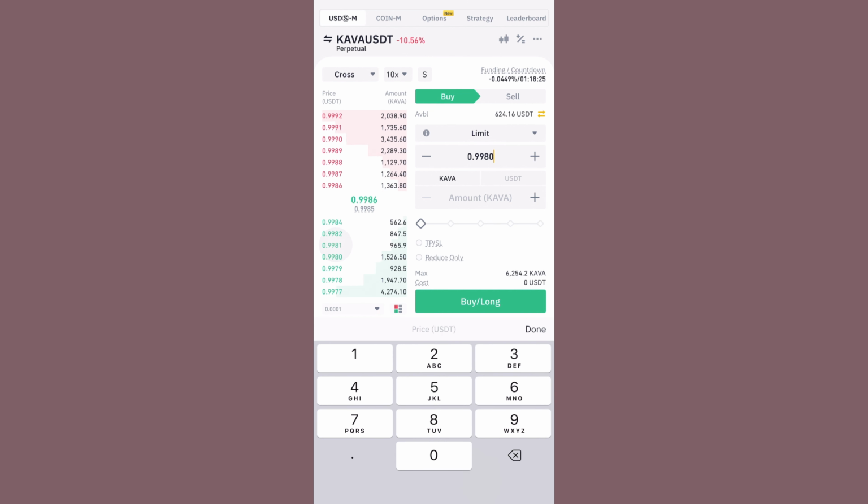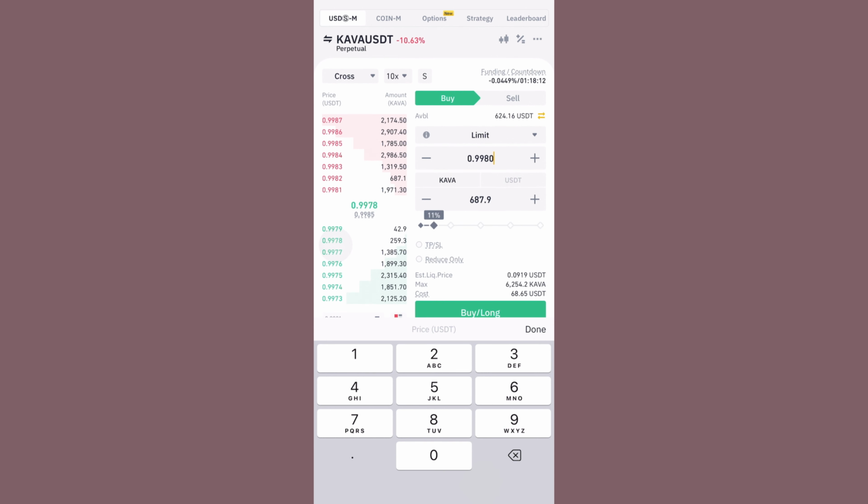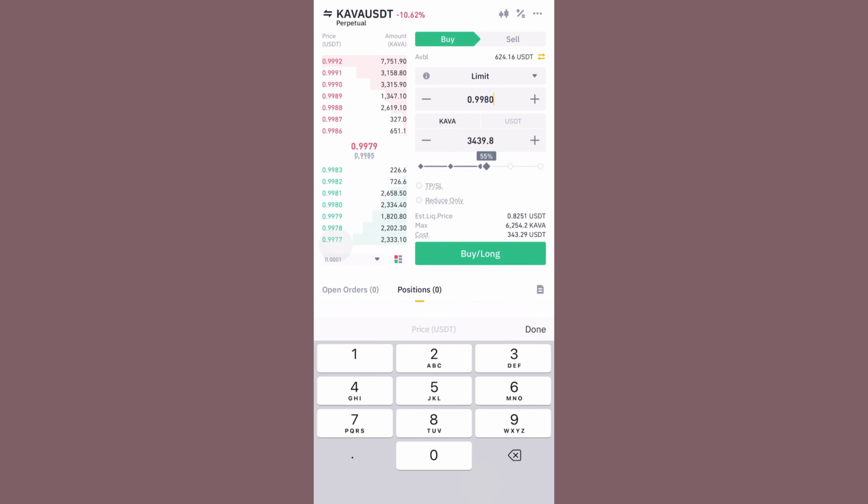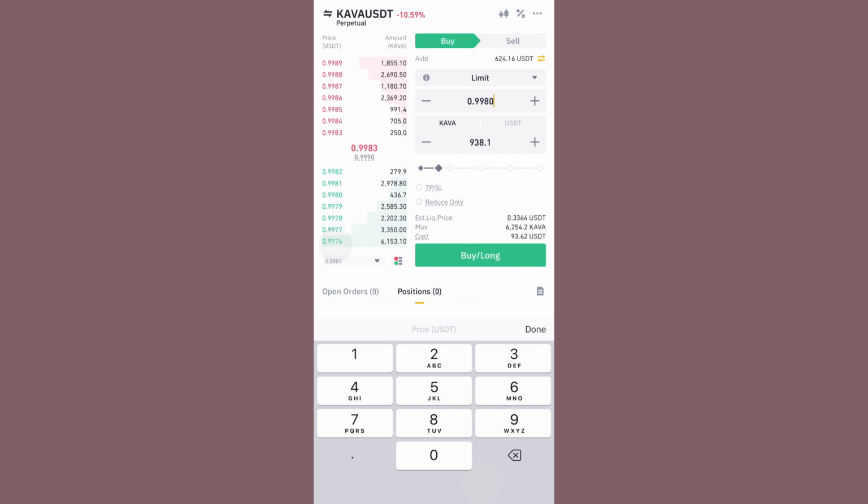I want to buy at this rate, 0.9980, let's say. I want to buy, and you can see this nozzle here. It is going to help you calibrate the amount you put into this trade.